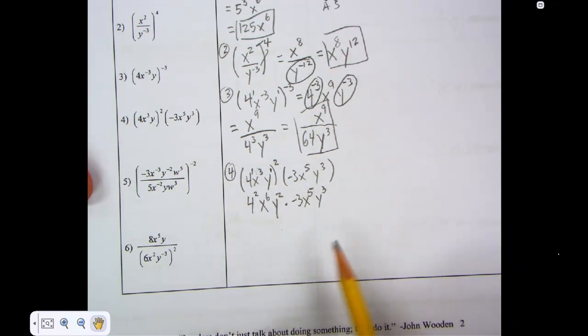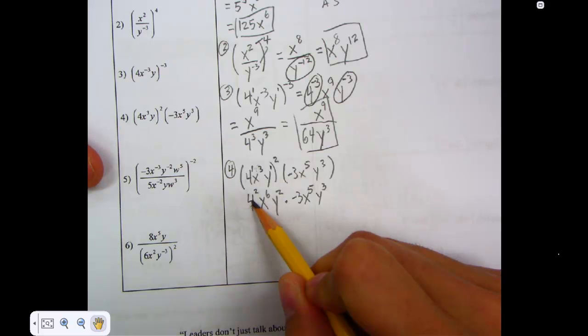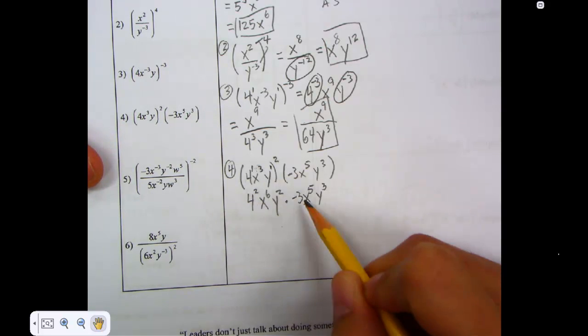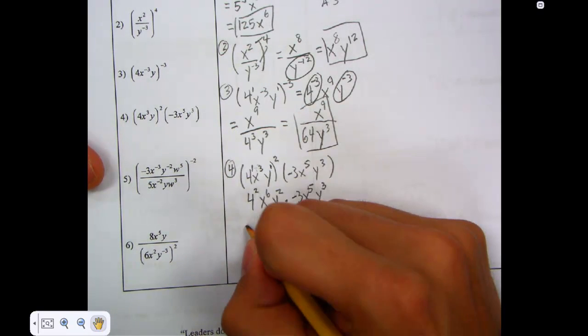Look for any negative exponents. I don't see any negative exponents. So I'm going to do my numbers first. 4 squared means 4 times 4, so that's 16, times negative 3. So that's going to be negative 48.